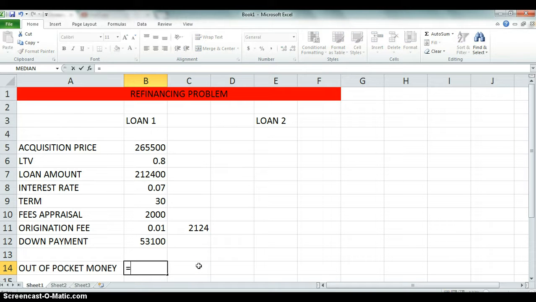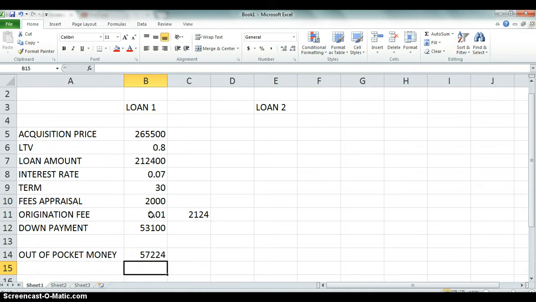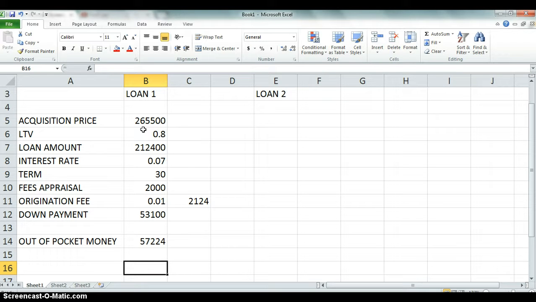Now for out-of-pocket money, we will add the down payment, the origination fee, and the appraisal fee, and that's the amount of money that we will need to put out of our pocket to get this loan. However, the family has already taken this loan out, and they have been paying it for 4 years now, and now they're considering taking another loan.